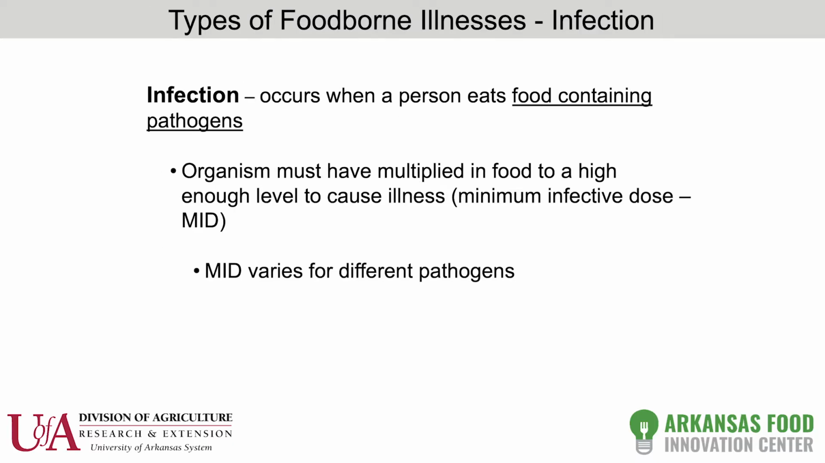An infection occurs when a person eats a food containing a pathogen that has been allowed to multiply in the food to a level capable of causing illness in the person eating the food. This level is referred to as the minimum infective dose, or MID. The MID varies for different pathogens and may range from as few as 10 cells for Shigella to as many as 100,000 for Staphylococcus aureus.